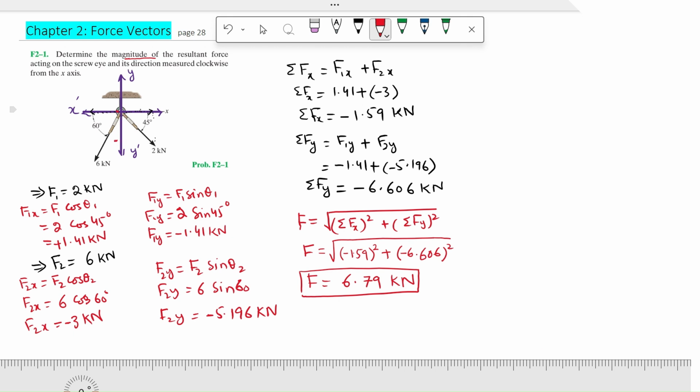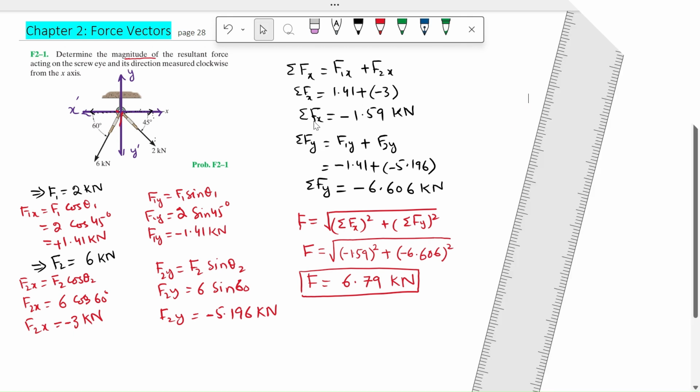Matching these two points, we draw this line. This is a straight line. This is the resultant force. I will be magnifying here: this is the x-axis, the y-axis, and it is minus 1.59 here and 1.59 there. So we have the summation of f of x, which is minus 1.59, so it will be somewhere here, and summation of f of y is minus 6.606, so it will be somewhere here.